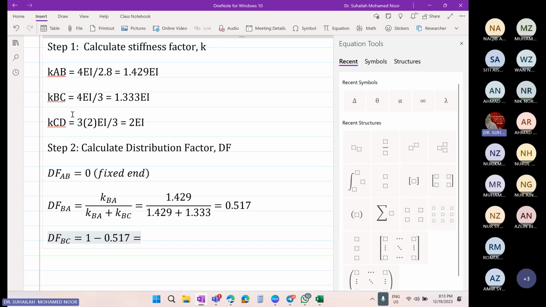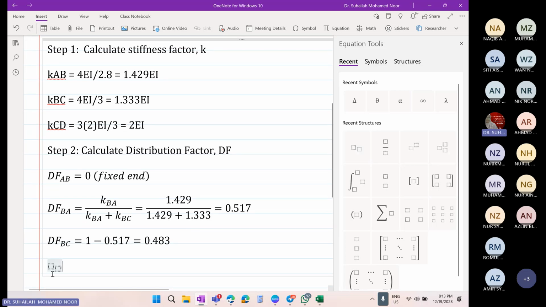So we get 0.4248483, so this is equal to 0.483. This is the distribution factor for member BC. Okay, next is the distribution factor for CB.